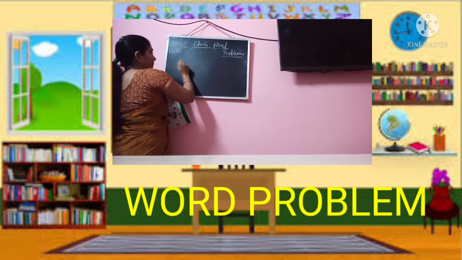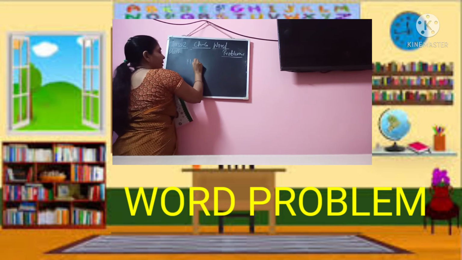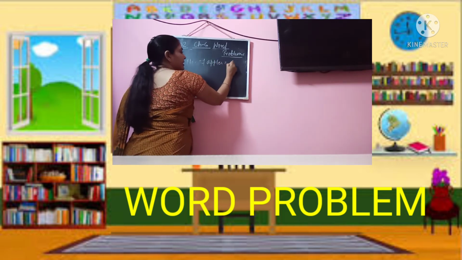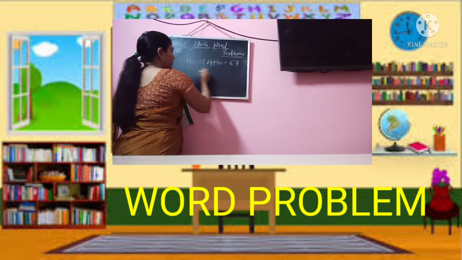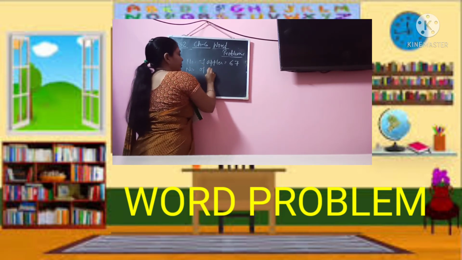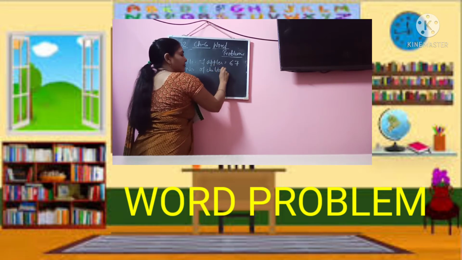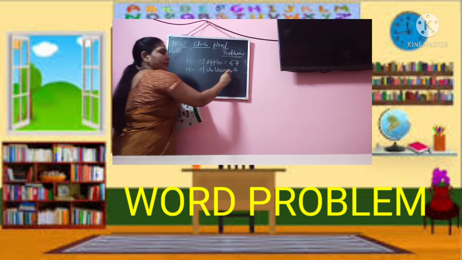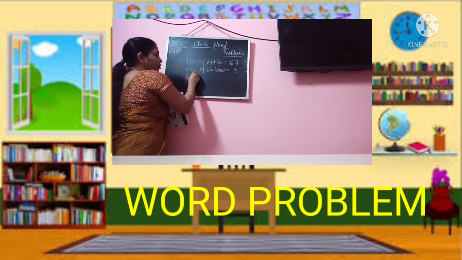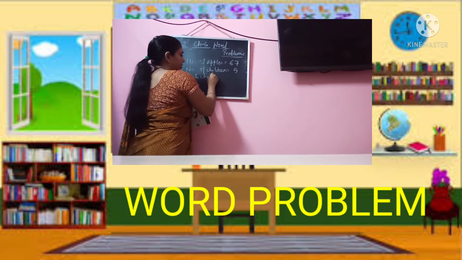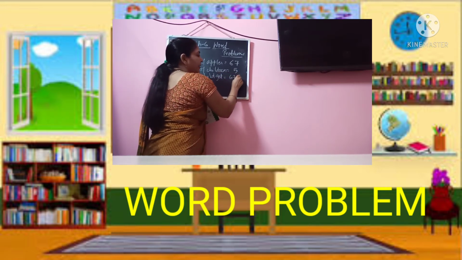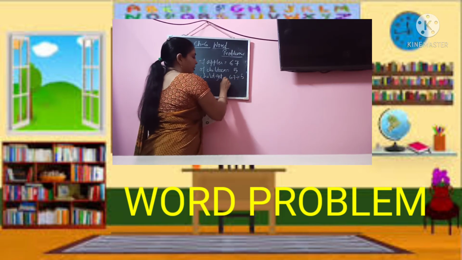So, you see, number of apples are how many? Number of apples, 67. And number of children divided among how many children? Number of children, 5. Okay. Each child, each means 1. Each child gets 67 divided by 5. Let us do this.